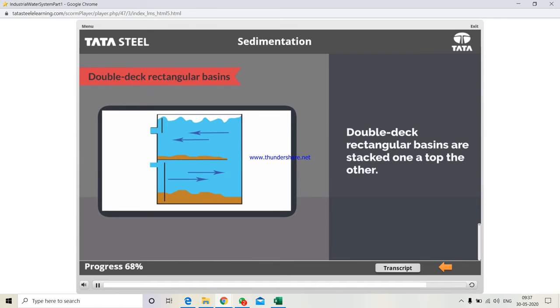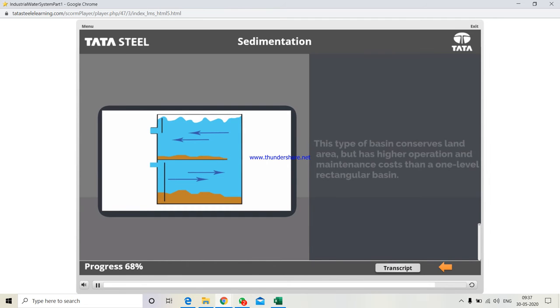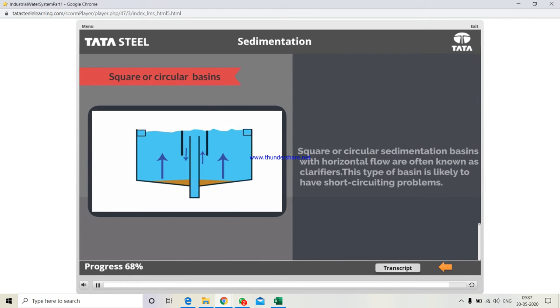Double-deck rectangular basins are essentially two rectangular sedimentation basins stacked one atop the other. This type of basin conserves land area, but has higher operation and maintenance cost than a one-level rectangular basin. Square or circular sedimentation basins with horizontal flow are often known as clarifiers. This type of basin is likely to have short-circuiting problems.